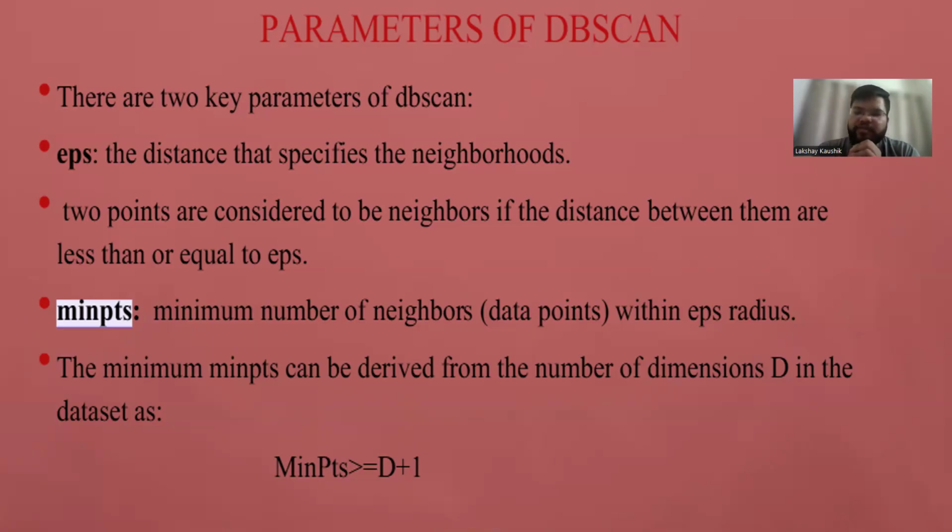The second parameter is minimum points, called MinPts, which represents the minimum number of neighboring points required within the radius for a point to be considered part of a cluster. The common rule is that MinPts is greater than or equal to d plus 1, where d represents the number of dimensions in the dataset. Choosing appropriate values for epsilon and MinPts is important, as they directly affect the quality of the clustering result.